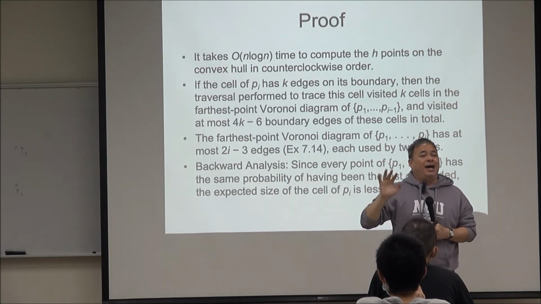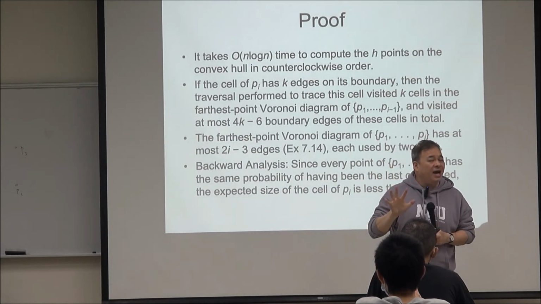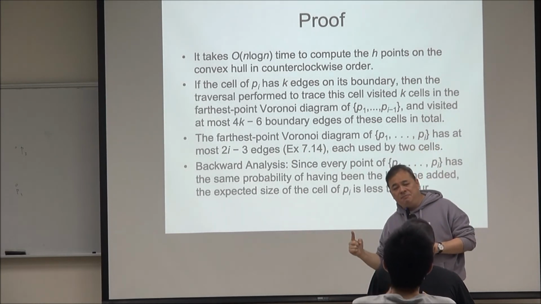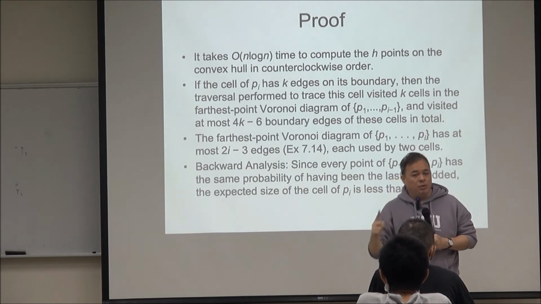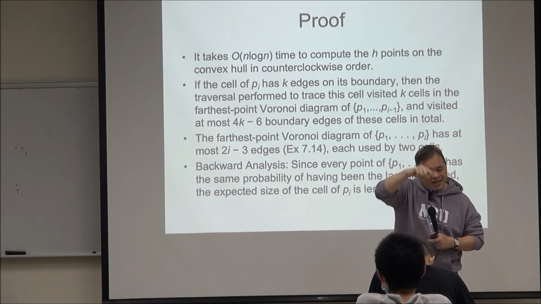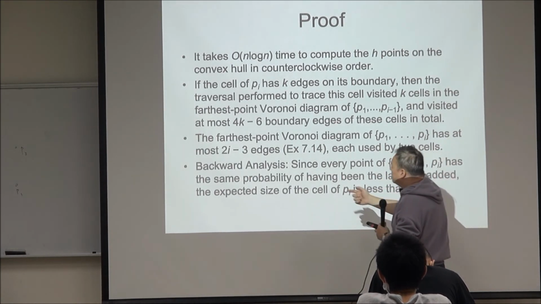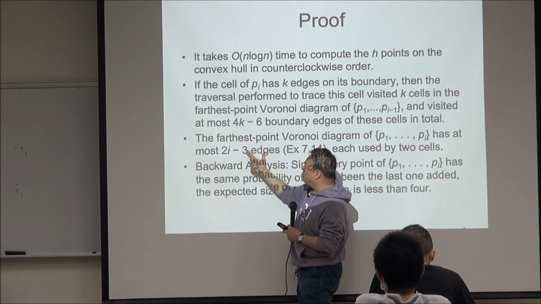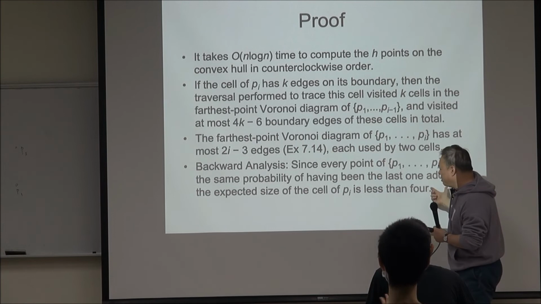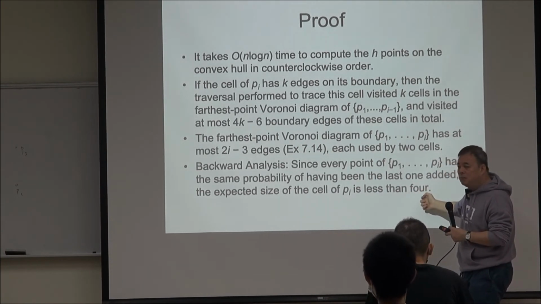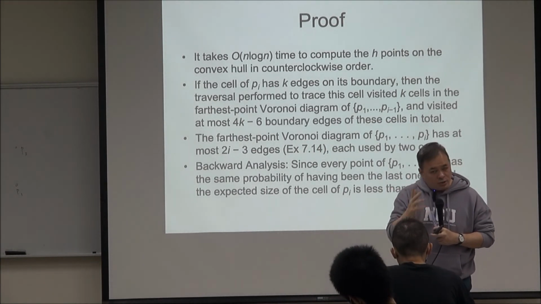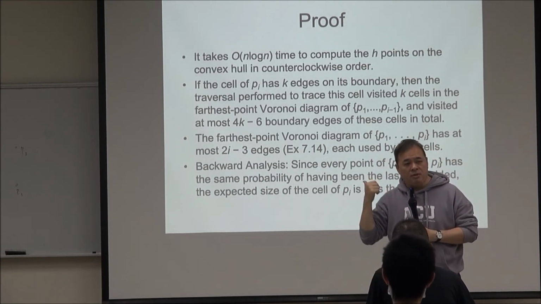On average, let me repeat, this is on average, the expected number of edges you will encounter when you add one site will be less than 4, because it's going to be 4k minus 6 divided by k. We can do this computation because the algorithm is randomized.